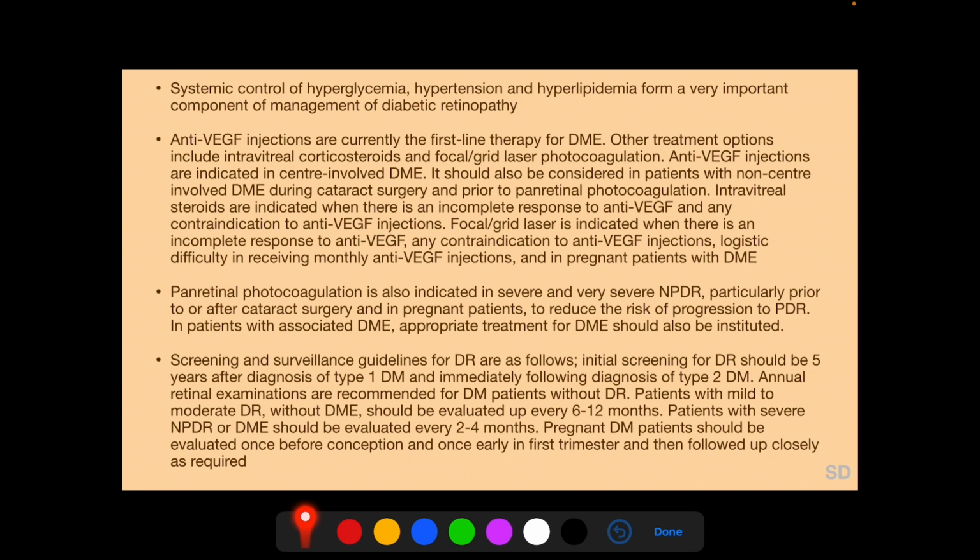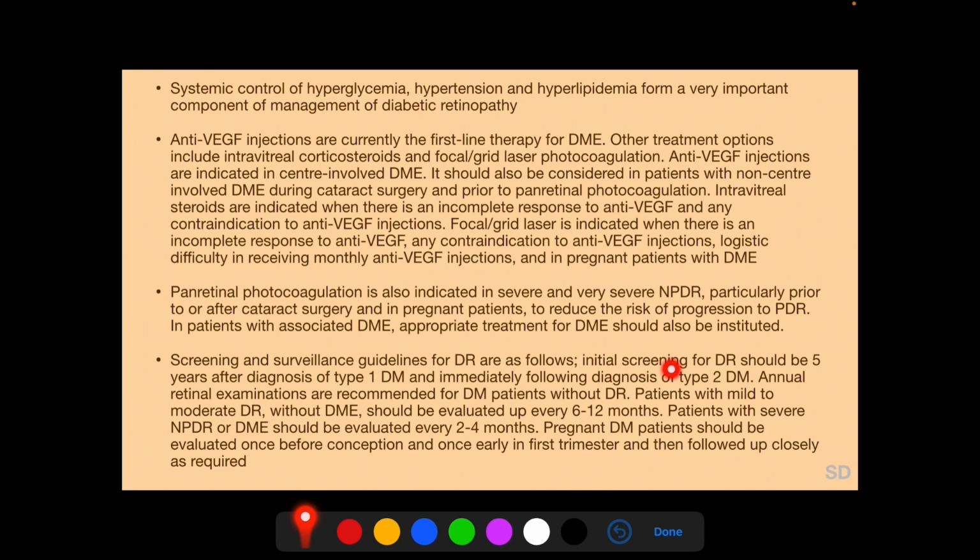Panretinal photocoagulation is also indicated in severe and very severe NPDR, particularly prior to and after cataract surgery and in pregnant patients to reduce risk of progression to proliferative diabetic retinopathy. In patients with severe and very severe NPDR who also have associated DME, appropriate treatment for DME should also be instituted simultaneously. Screening and surveillance guidelines for diabetic retinopathy are as follows.